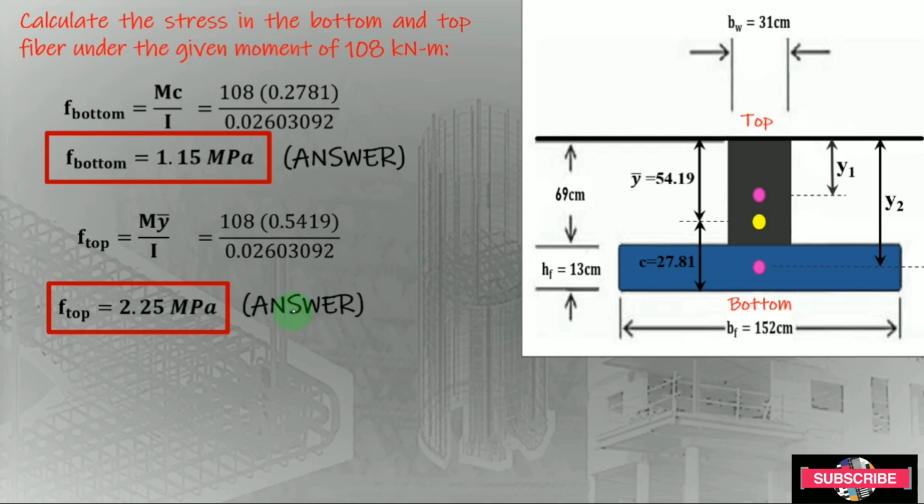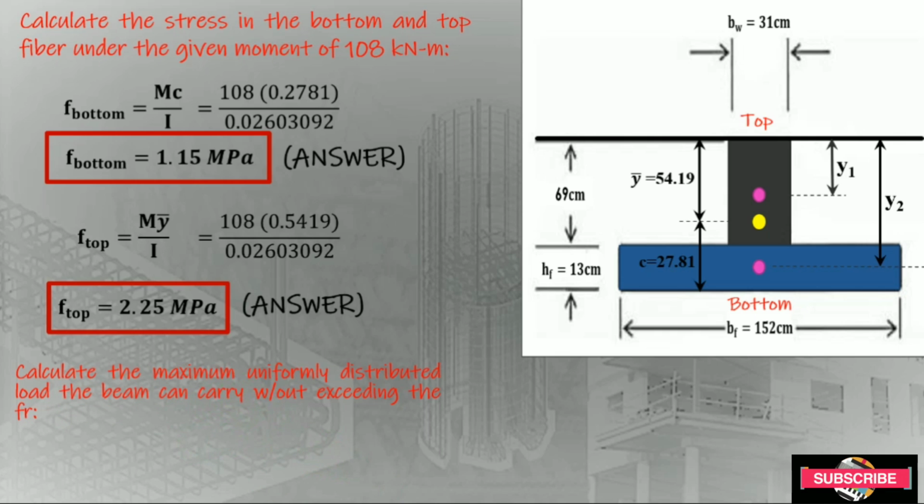After this we are going to calculate the maximum uniformly distributed load, denoted by small w, that the beam can carry without exceeding the modulus of rupture, according to the problem statement. We are going to calculate the maximum uniformly distributed load, but first we need to determine the modulus of rupture.